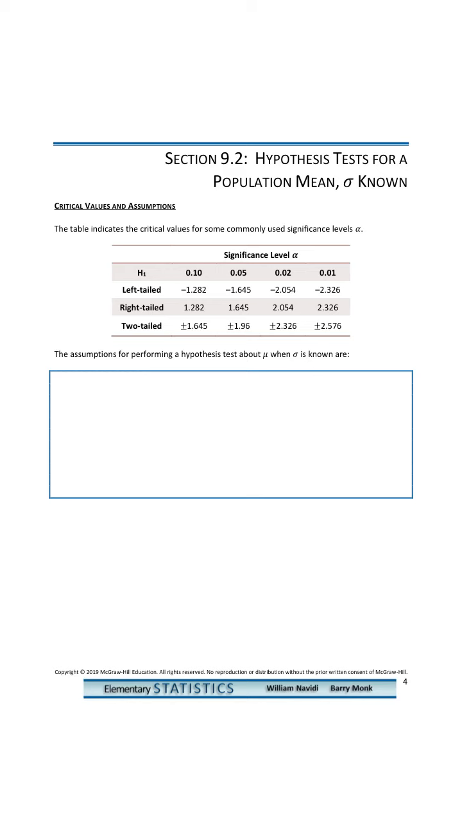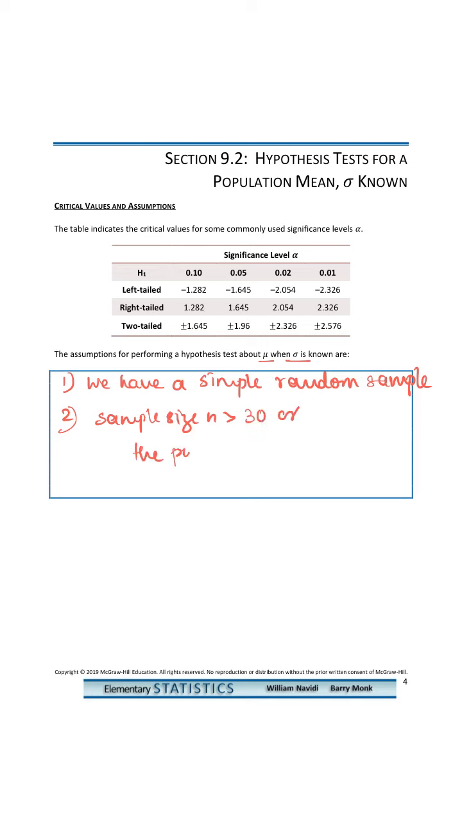The assumptions for performing a hypothesis test for mu with sigma known are: first, we have a simple random sample. Second, the sample size is greater than 30 or the population is approximately normal.